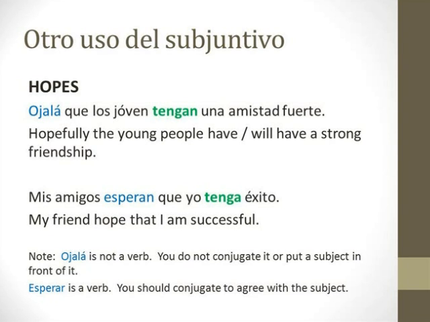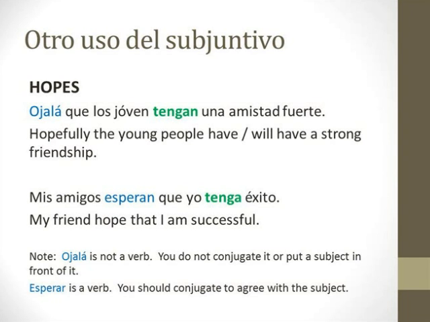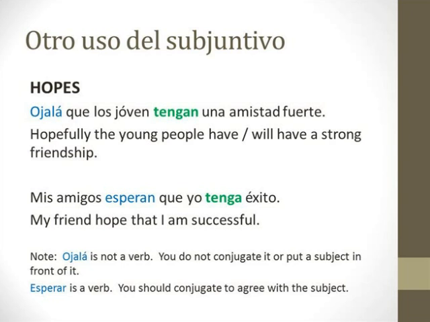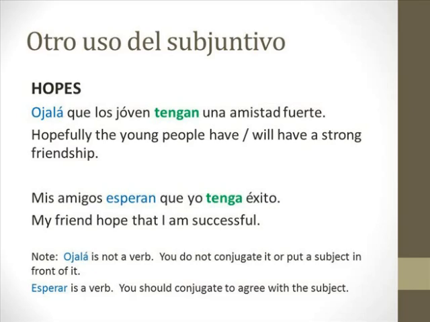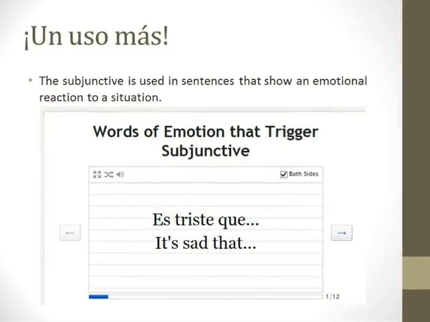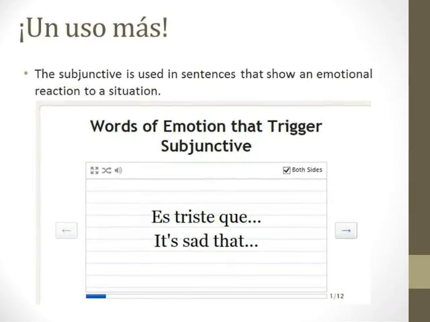The next example says, mis amigos esperan que yo tenga éxito. My friends hope that I am successful, that I have success. Again, it could be in the future or it could be right now. Ojalá, by the way, is not a verb. You don't conjugate it or put a subject in front of it. It just means hopefully. Esperar, on the other hand, is a verb. You should conjugate it to agree with whatever subject you choose. Espero, esperas, espera.